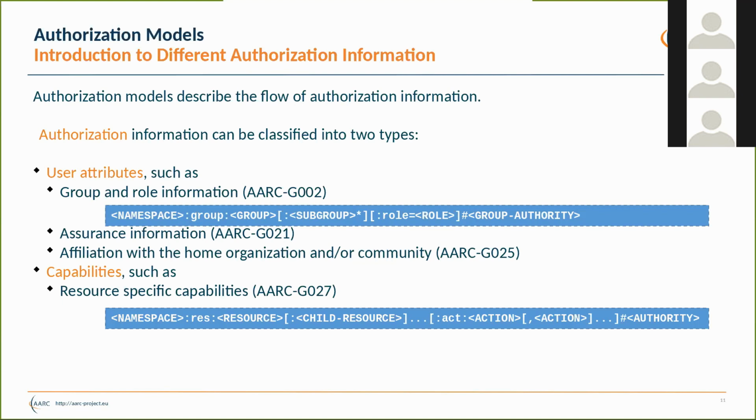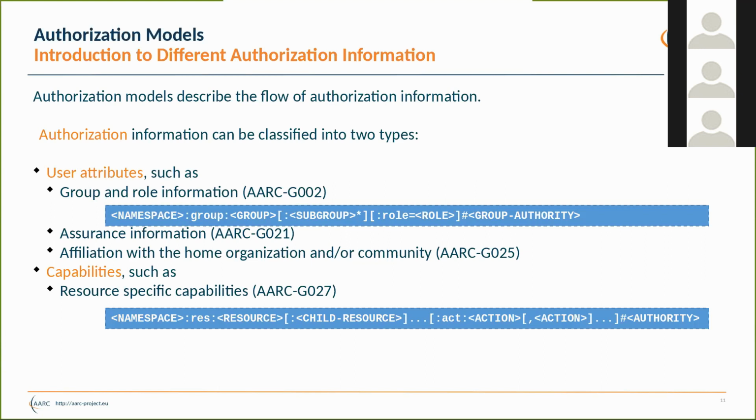One example of these user attributes is group and role information. We have created a guidelines document back in the first project phase of AARC that basically specifies a syntax on how to express these group and role information. Other examples for user attributes might be assurance or affiliation information of users.